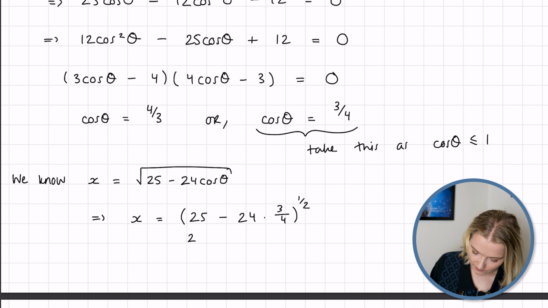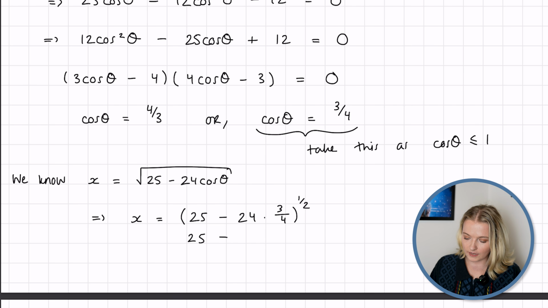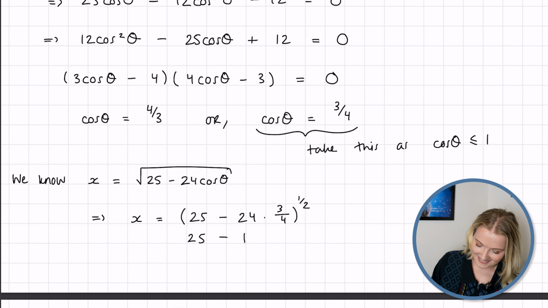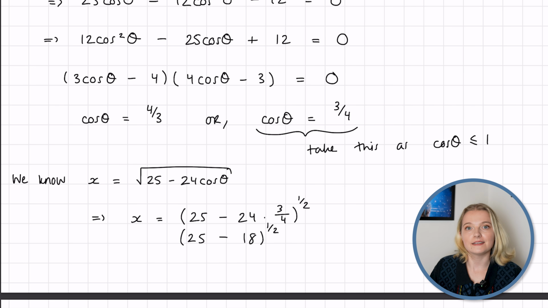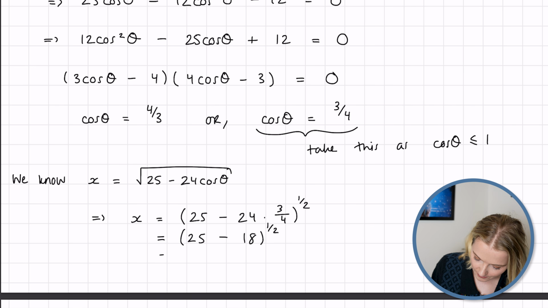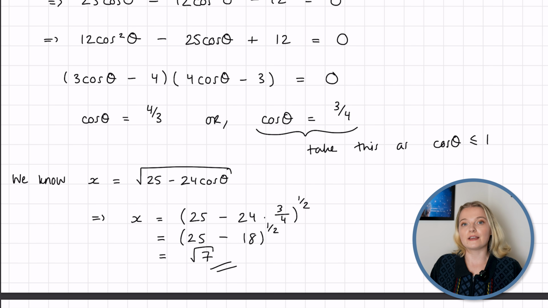Now this is just 25 minus, now 24, 3/4 of 24 is 18, I believe, because 6 goes into 24 four times, so that's 3 times 6, 18. This is 18, and I'll have that to the half there. 25 minus 18 is 7. And so we end up with the answer that x equals the square root of 7.